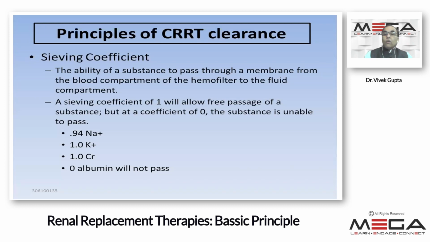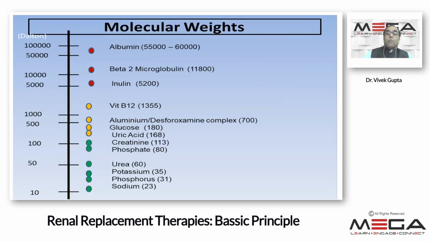So if the sieving coefficient is 1 for any particular electrolyte or solute, it means there is free passage. But if the sieving coefficient is 0, it means this substance will not pass through the membrane. If it lies in between, there will be a chance that it can pass, depending upon the size of the membrane.